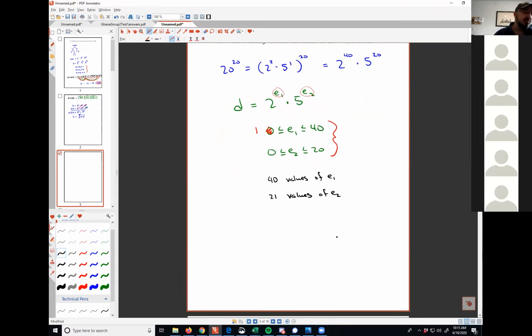And just to give an example, suppose we had 8 powers of 5. We could have 1 power of 2 and 8 powers of 5, 2 powers of 2 and 8 powers of 5, 3 powers of 2 and 8 powers of 5. For each possible power of 5, we can pair it up with 20 different powers of 2. No, sorry, 40 different powers of 2. And so that gives us 40, and that's true for each one of the values of E2. So we multiply those together, and our answer is 840.